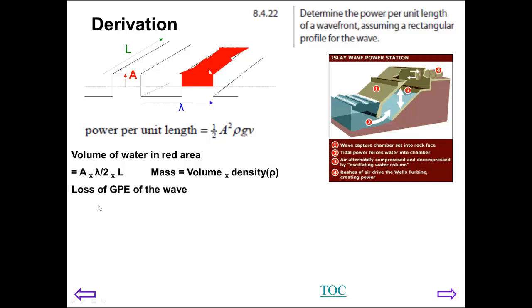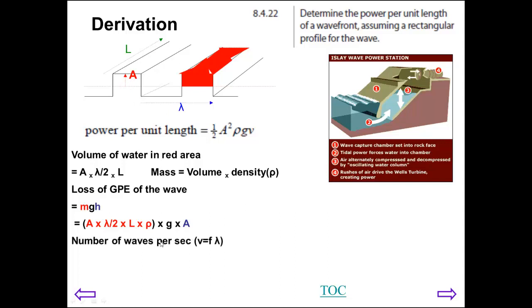So find the loss of the gravitational potential energy of the wave. It's going to be mgh. It's going to be m, which is the mass. The mass is this volume that we've calculated here, times by the density, times by g, times by h. This is the mass that we've just calculated here, volume times density. So it's A times by lambda over 2 times by L times by rho times by g times by h, where this height here is the change in height of the body of water.